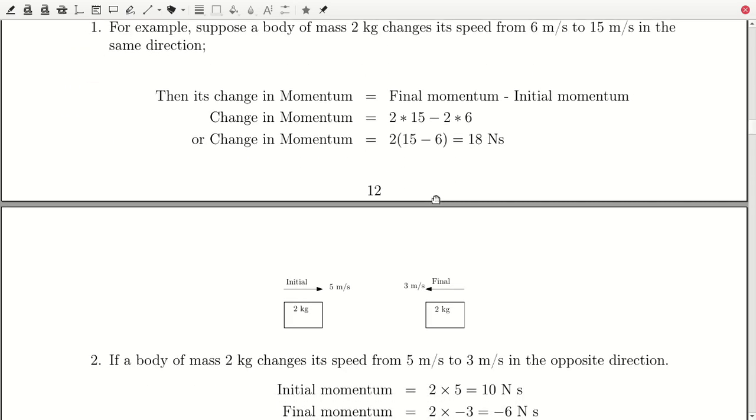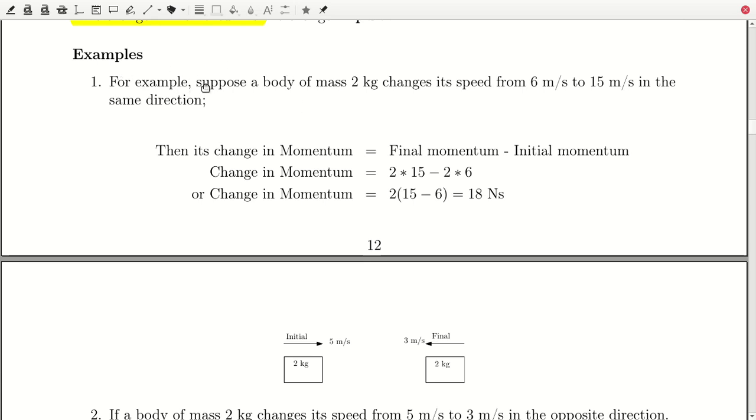So you can try this example. Here they are saying a particle of mass this changes speed from this to this. So you calculate the final momentum, which is mass times the final velocity, and you also calculate the initial momentum, which is mass times the initial velocity, and subtract the two. What you get will be the change in momentum. In our case here, we got our change in momentum as 8 newton seconds.